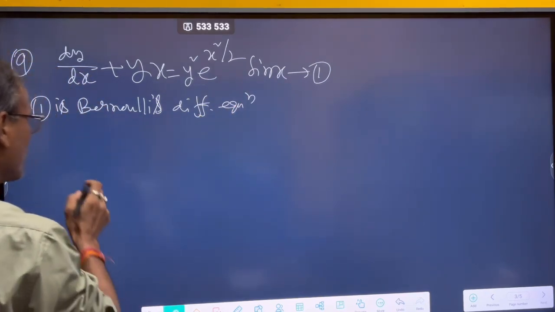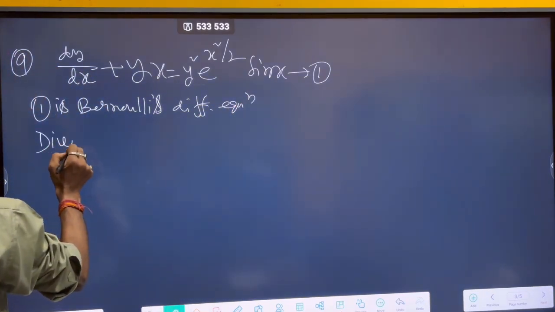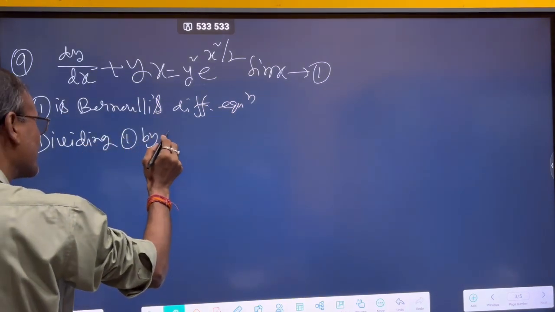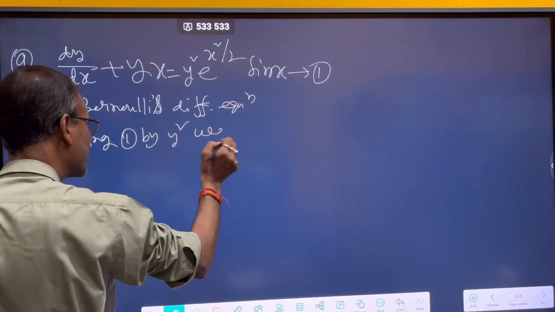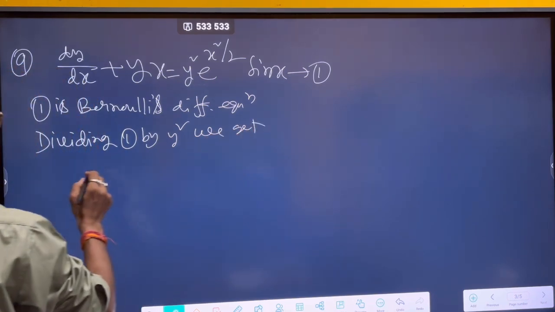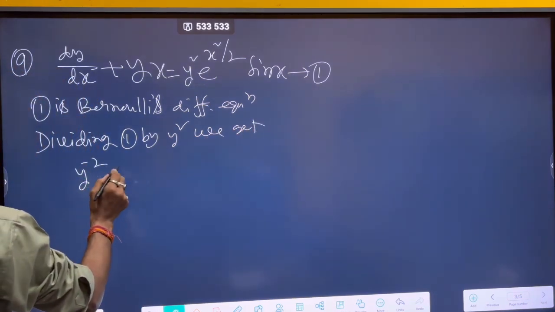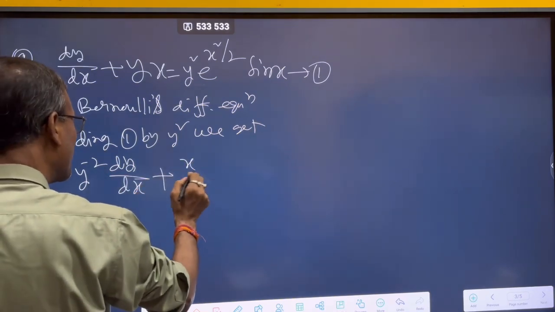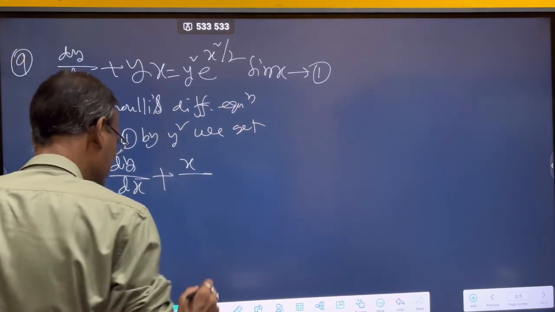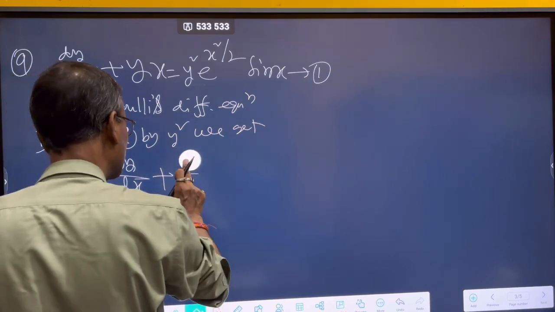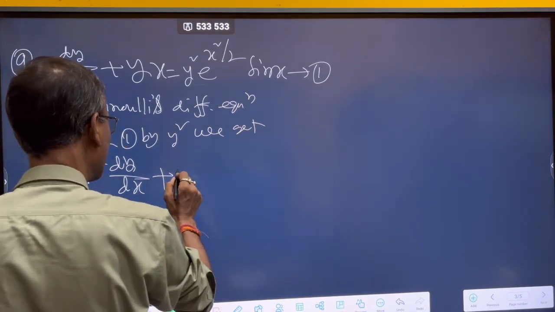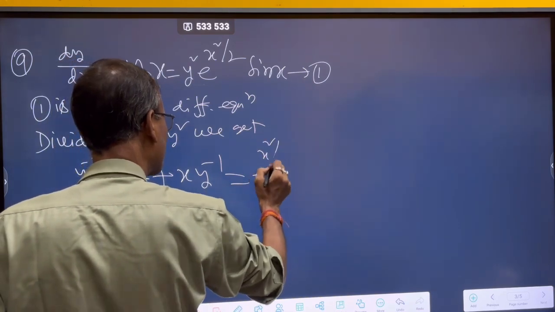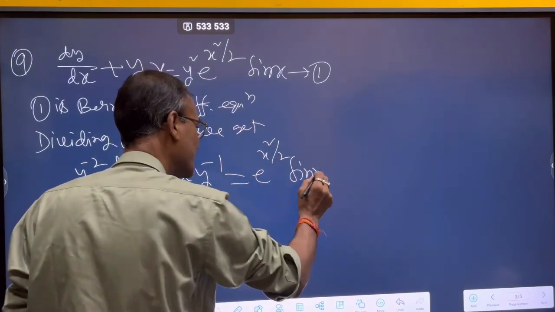Dividing by y square, we get y to the power minus 2 dy by dx plus x by y. X by y, you may write as x into y to the power minus 1, equal to e to the power x square by 2 sin x. You may write like this.